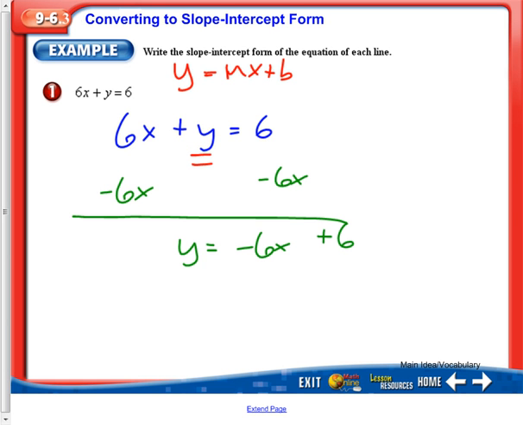And then from there, obviously we know that the slope is negative 6 and the y-intercept is positive 6, but this is all it's asking us to do. Write the slope-intercept form of the equation of the line. So this right here is your answer.